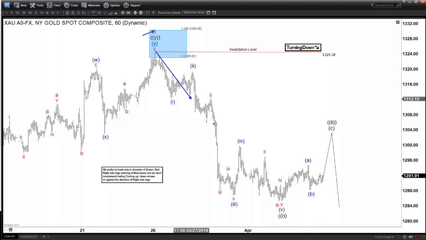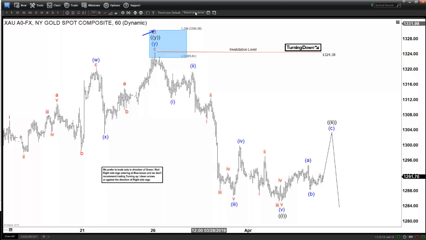Since then, the decline looks impulsive. We can see a clear subdivision in the 5 waves. 1, 2, 3 with an extended 3 here, subdivided also as a 5 waves, a very nice subdivision. 4, and then now it looks to have ended the cycle as a 5 waves here. Now we should be looking at the correction of this 5 waves down in the shorter cycle.